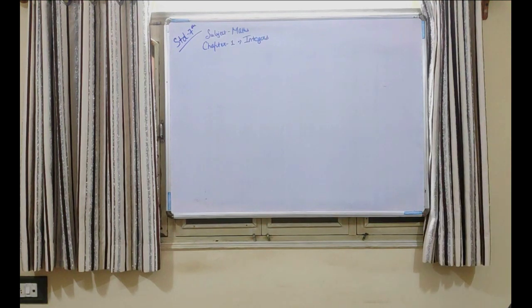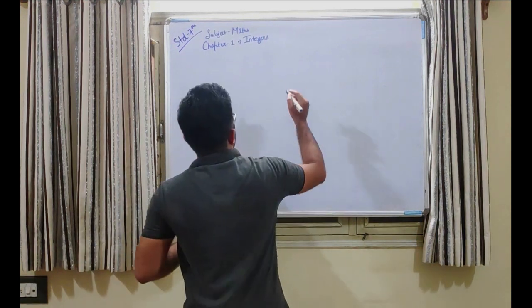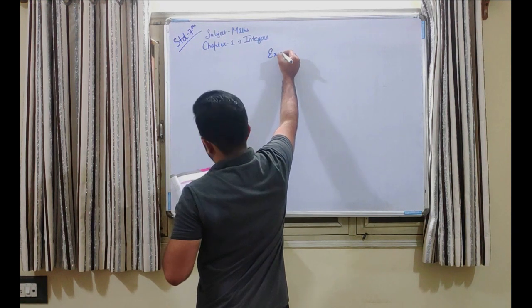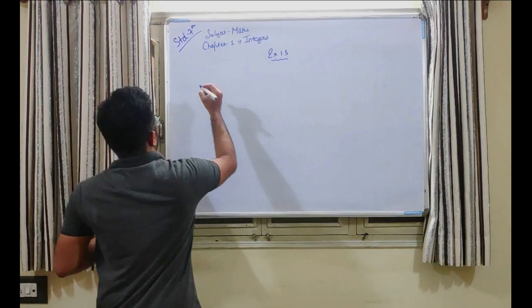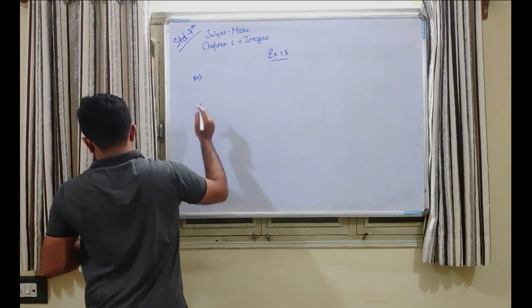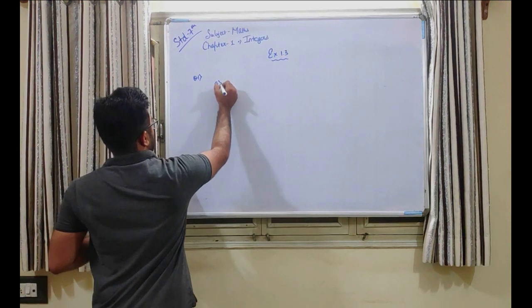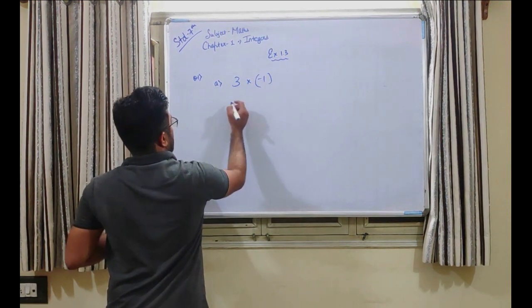We will start with exercise 1.3, which is on page number 21 in your NCERT textbook. Question number 1, find each of the following products. Okay, so let us start with the first one, that is 3 multiplied by minus 1.